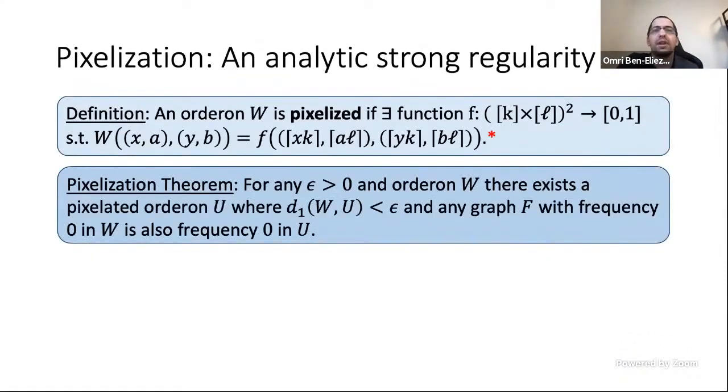Perhaps the most interesting main result is a pixelization lemma, which roughly states that any orderon is close in L1, or if you prefer, Hamming distance, to a finite description orderon that additionally does not contain any noisy features that did not appear in the original orderon. And this is a useful analytic form of semi-ordered regularity for ordered graphs.